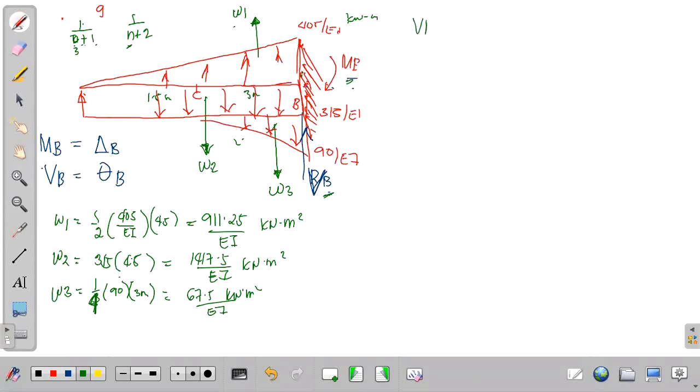Okay? So to solve for the shear at B, that is the rotation at B, let's take the summation of forces vertical, assuming upward positive. Okay? Our upward is W1, our downward are W2 and W3. We already solved W1, W2, W3, so you just have to substitute here. Summation of forces vertical is equal to 0, upward positive. So we have W1 minus W2 minus W3 is equal to 0.